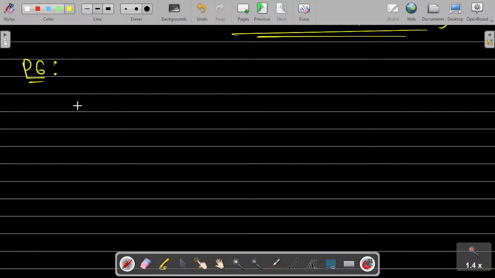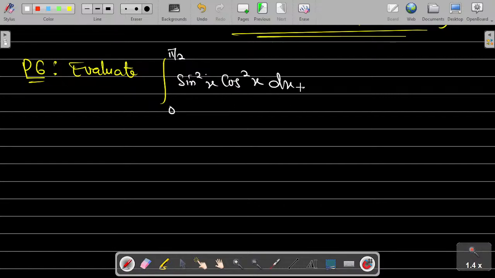Okay, so problem 6 is also another integration. It's asking us to integrate from 0 to pi over 2 of sine squared x multiplied by cos squared x, dx. So this is what we are asked to do. I will allow you to look over it for some minutes. I'll be back.